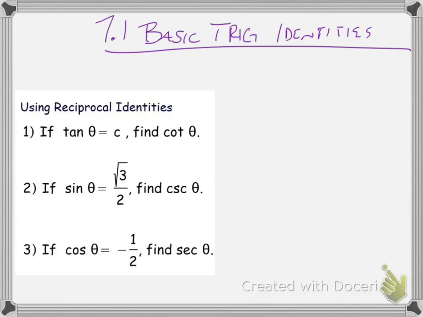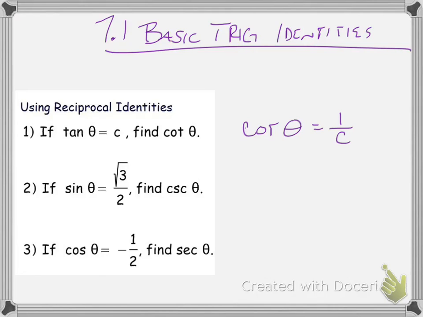We're going to be looking into basic trig identities, and some of these you have on your foldable, and then we'll get to some that you don't. The reciprocal identities you do have. So basically what it's saying is if tangent of theta is equal to c, then find cotangent of theta. Well, because cotangent is the reciprocal of tangent, that means the cotangent of theta is going to equal 1 over c.